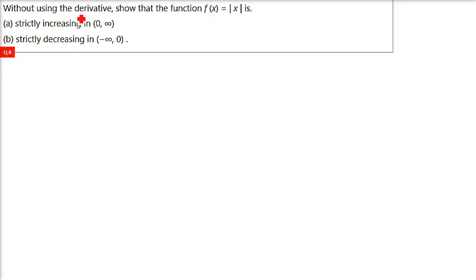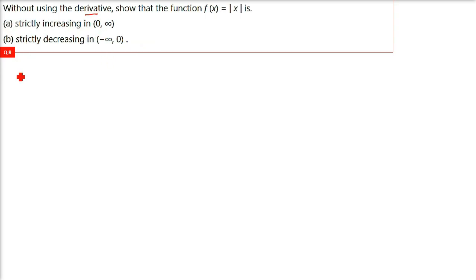Without using the derivative, show that the function f(x) is equal to modulus x. Please remember, this exercise has strictly forbidden us from using the derivative. So we are talking about f(x) equals modulus x, strictly increasing, strictly decreasing in different domain ranges they want.